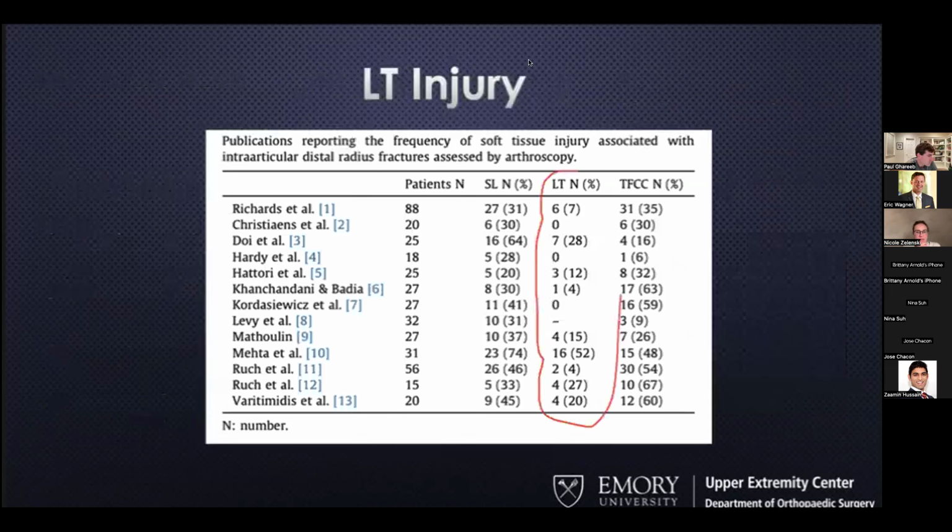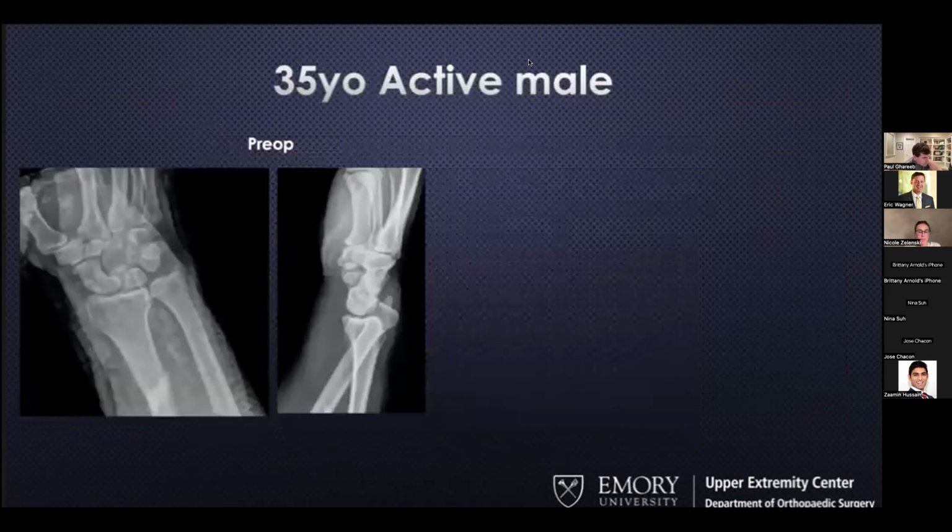So LT injury, moving on, is much more rare than either SL or TFC or DRUJ. And this happens typically in less than 10% of the time. But I think that the diagnosis is much more subtle and can be missed easily, especially by somebody who is not fellowship trained. So this is, again, not a distal radius fracture, but the same case that we presented before.